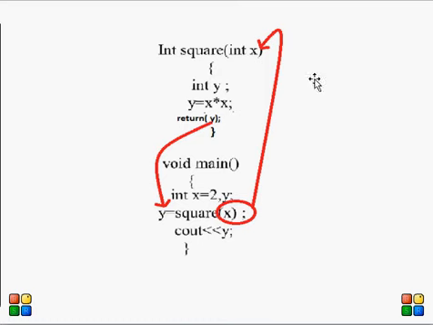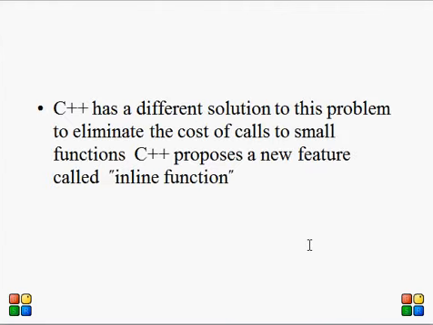The compiler goes to this function, copies the calling function value into the called function, calculates the multiplication and returns the y value. This much overhead is there. That's why we introduced inline functions. C++ has a different solution to this problem, to eliminate the cost of calls of small functions.